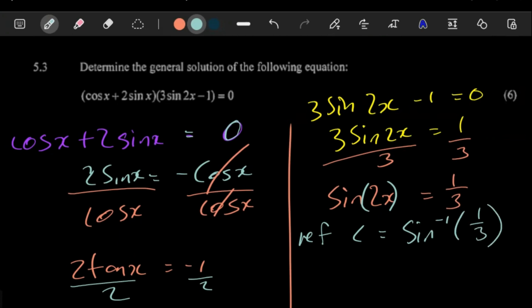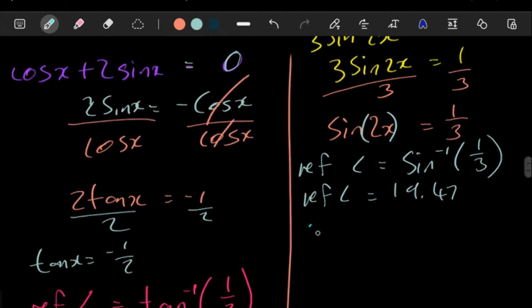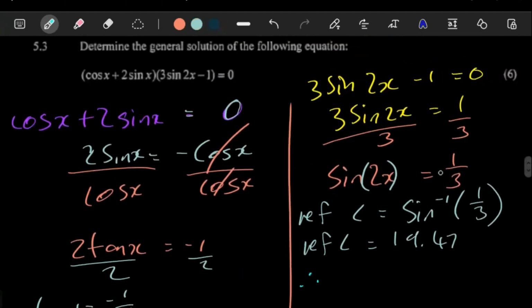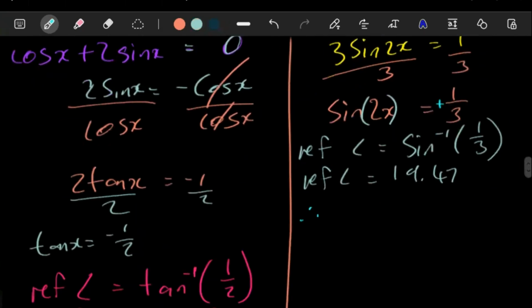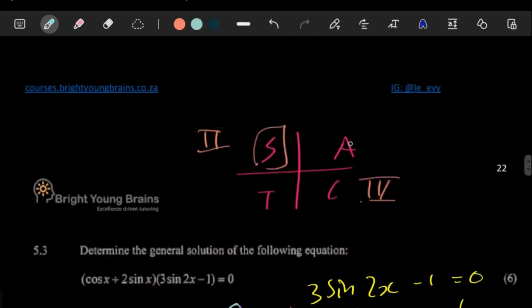Your reference angle here, let's see, shift sine 1/3 is giving us 19.47. The reference angle, 19.47. And then obviously, that being the reference angle, you have to remember you're working with where sine is positive. So you're going to say therefore 2x, where is sine positive? First quadrant and the second one.